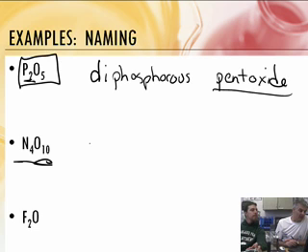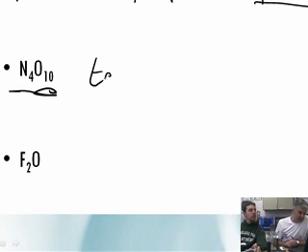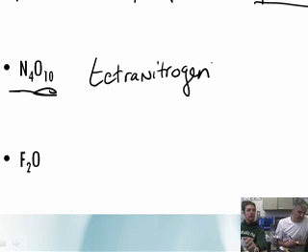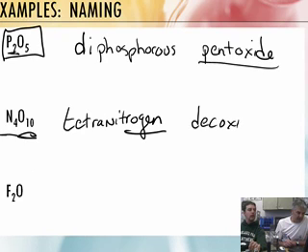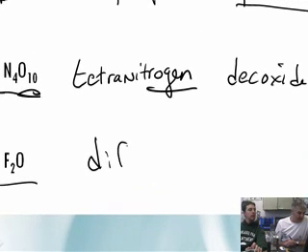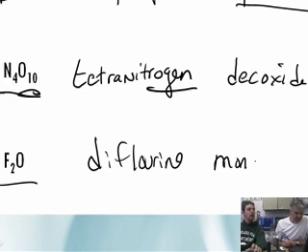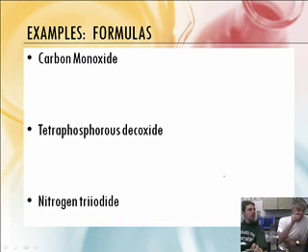Now N4O10. 4 is tetra, like the tetra we did at the beginning: tetranitrogen. Again, the first element gets its regular name, and the second element gets the IDE ending. 10 is deca, so decoxide. They don't always have to be oxides, but these 3 are. And this will be difluorine monoxide. What do you do with the O? There's 1, so it's mono: monoxide. See, these are really easy. Most students find this uber easy.